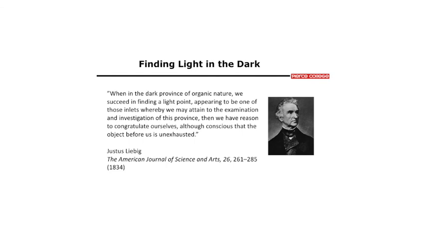What does that all mean? Well, we might be in the depths, studying really hard, trying to make sense of all of these reactions and connections of the organic nature, and then we find a breakthrough where we've made a connection, right? And we say, okay, there's an inlet where we have attained sort of knowledge and we think we understand. But the more you understand, the more you realize there's more to not understand, right? The object before us is unexhausted.